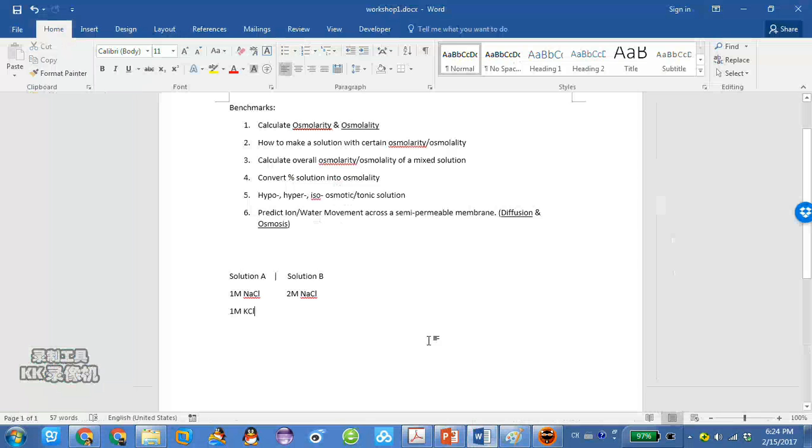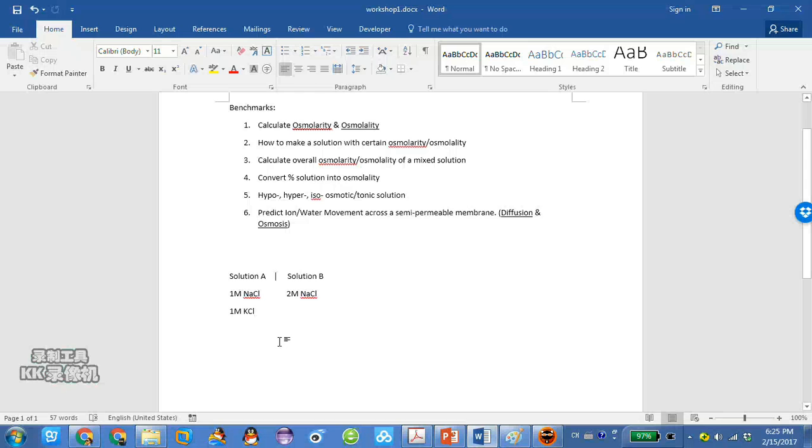Let's look at one example. It's a very simple example. We have 2 solutions, solution A and solution B, connected with a semipermeable membrane. In solution A, you have 1 molar of NaCl and 1 molar of KCl. And in solution B, you have 2 molar of NaCl. The capital M here is a unit. That's a short form of moles per liter. It is a unit of molarity.